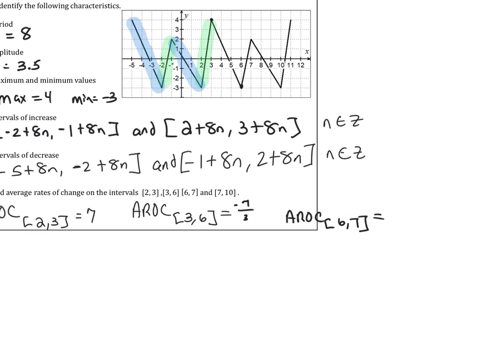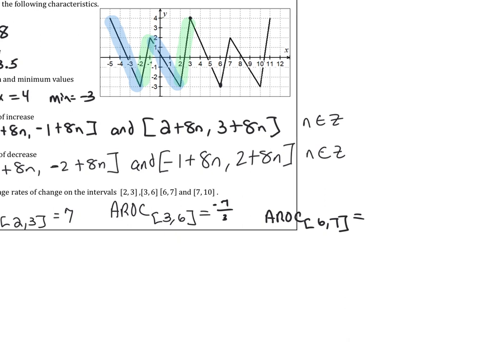Again, our x changes by 1, so we can just look to see. From 6 to 7, we go from negative 3 up to 2, which is a change of 5. And then finally, our average rate of change from 7 to 10. We know it's a decrease, so it's going to be negative. If you look, it starts at 2, it goes down to negative 3. That's a change of minus 5 over 3. So we have an average rate of change of negative 5/3.